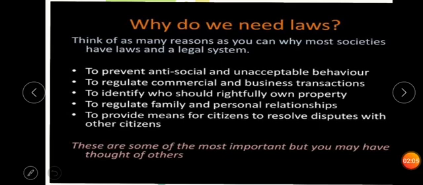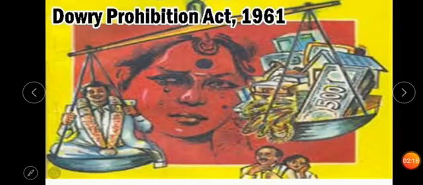So these are some of the most important, but you may have thought of others. So these are the things for which laws are basically needed. Now in that laws, one act we are going to describe here, which is mentioned in your book, that is Dowry Prohibition Act 1961. As you can see in this image, the Dowry Prohibition Act is mentioned.